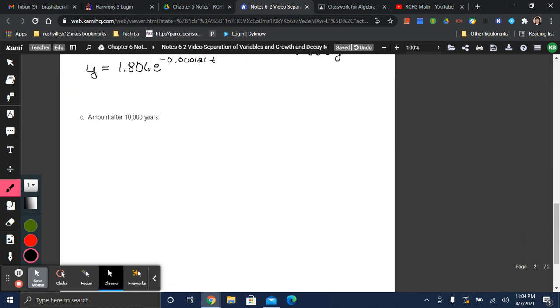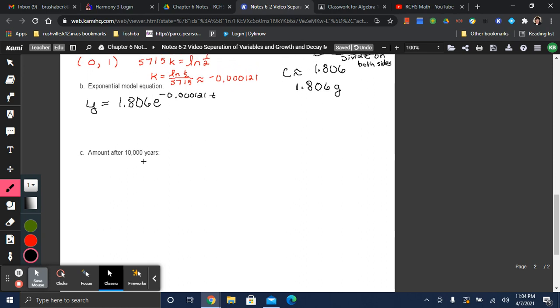And then our final question is, what is the amount after 10,000 years? So the 10,000 is a t, and we simply need to substitute in. So 1.806 e to the negative, and notice that negative exponent does mean that it's in a state of decay. And then your t value, which is 10,000.